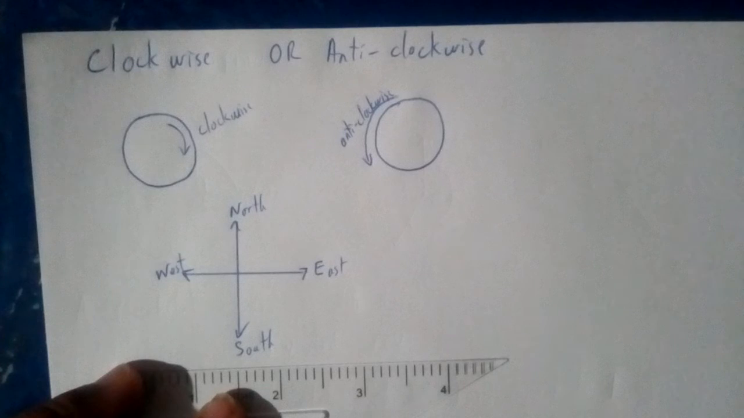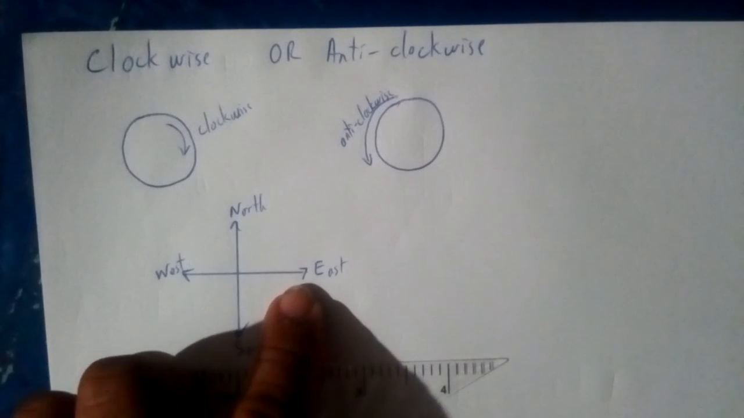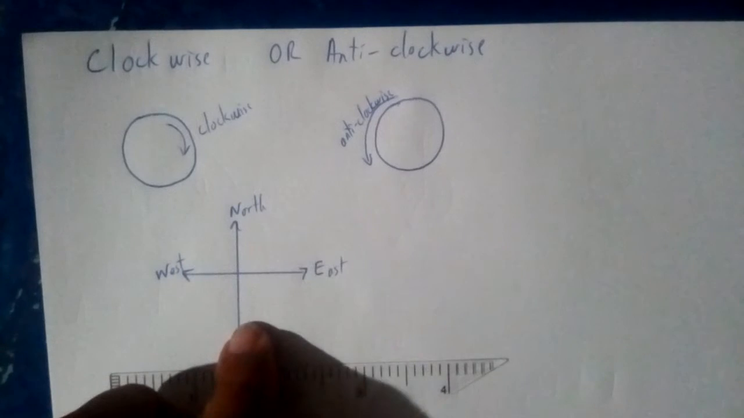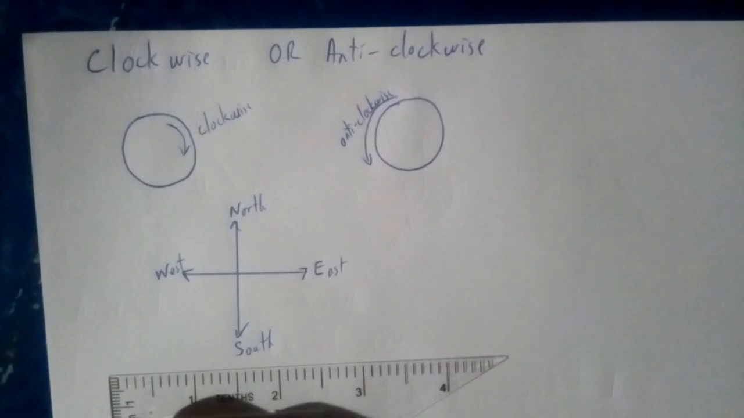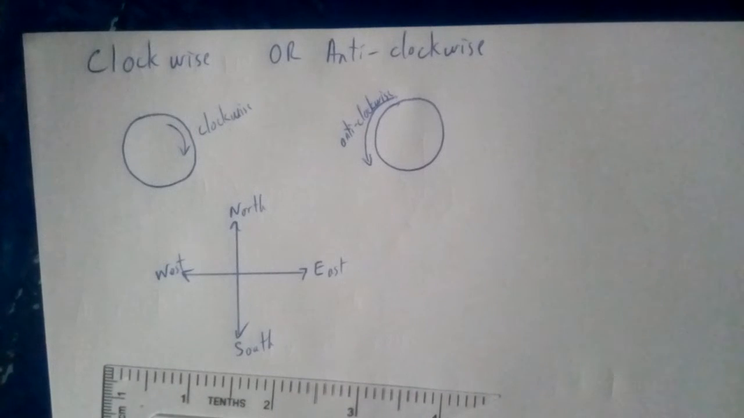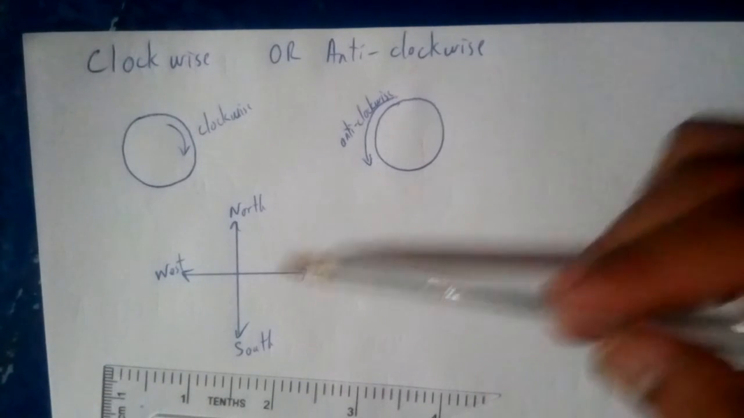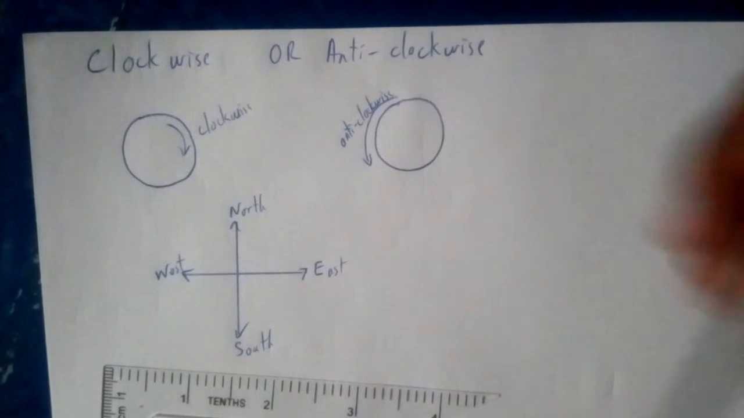when you are asked to give a turn, if you stand facing east or a particular direction, you have to start from there. All right, so let us see a few examples. Okay, so those are the cardinal points. Now we'll be using clockwise and anti-clockwise along with cardinal points for us to do some problem solving. So let me do a few examples.